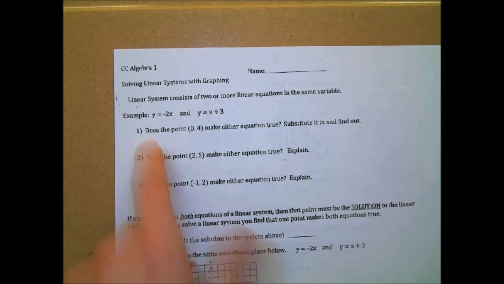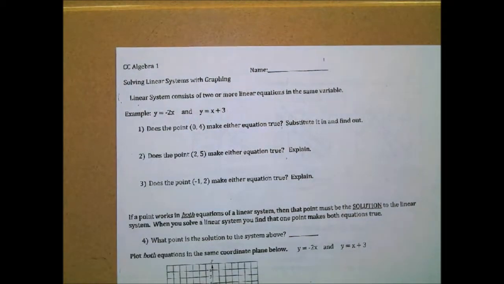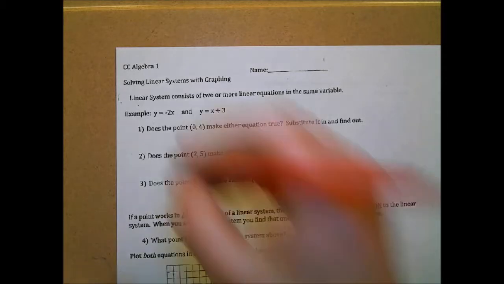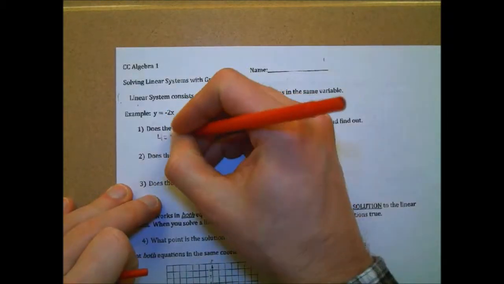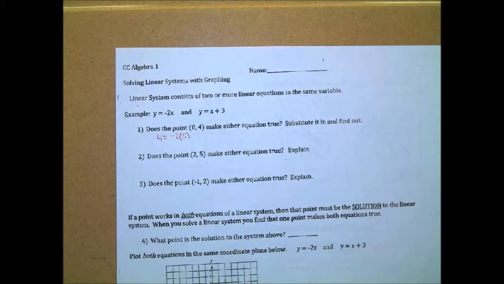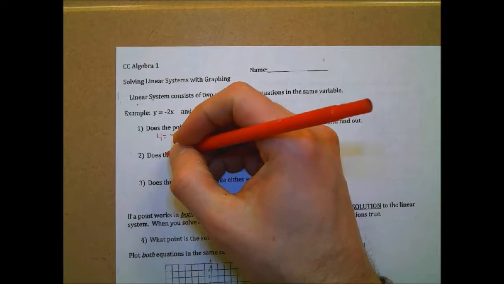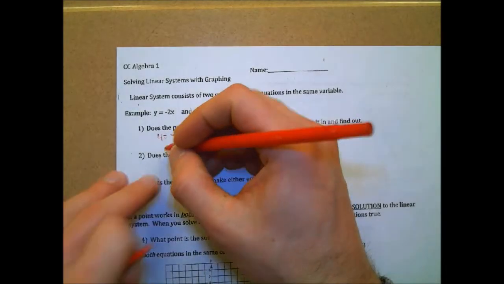Number 1 asks us, does the point (0, 4) make either equation true? So we're going to substitute it and find out. How can we plug it in to check to see if it works? What should we do, Marilyn? You plug in the 4 for y, and then the 0 for x. Yes, it's 4 for y, 0 for x. And what is negative 2 times 0? 0. So we get 4 equals 0.